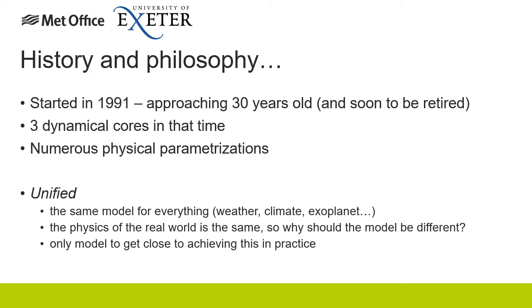We want to use the same model for everything, for weather, for climate, and for exoplanets. The idea being that the physics of the real world is the same, so why should the model be any different? If you're representing the physics correctly, then you don't need to change it depending on its usage. In practice, I think it's the only model to get anywhere near actually achieving this, and there are still the occasional differences between different modelling setups that we run.